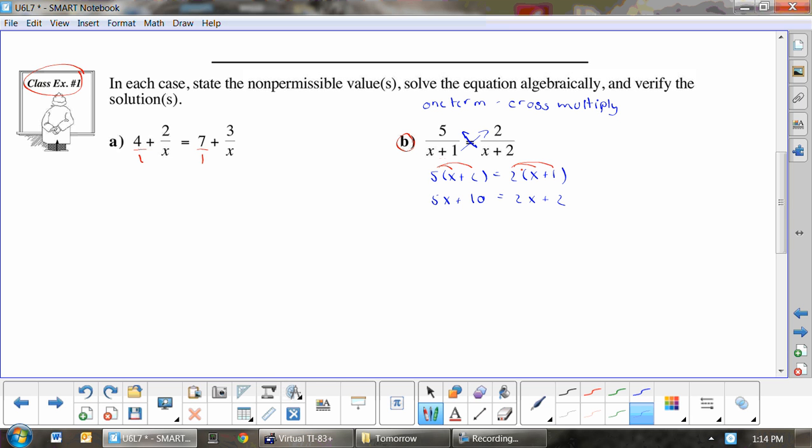And then we want to solve for x. So we'll subtract 2x from both sides. And we want to isolate the x, so I'm going to subtract 10 from both sides. And we get 3x is equal to negative 8. X is equal to negative 8 over 3. Okay?